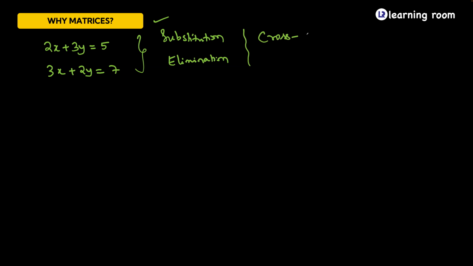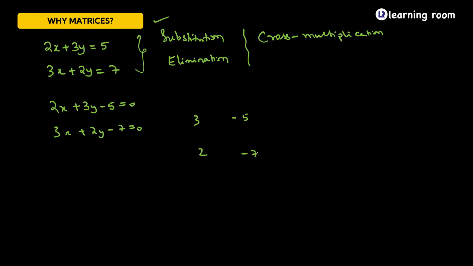Have you heard of something called cross multiplication? You've heard of this? Yes, sir. Basically, first we'll write it in the standard form like this. Then 3x plus 2y minus 7 is equal to 0. You write it in the standard form. Then what you will do is you will start with the middle term. You write them like this. 3, 2. Right? Then you will write minus 5, minus 7. Then you will write 2, 3. Then again you will write 3, 2.